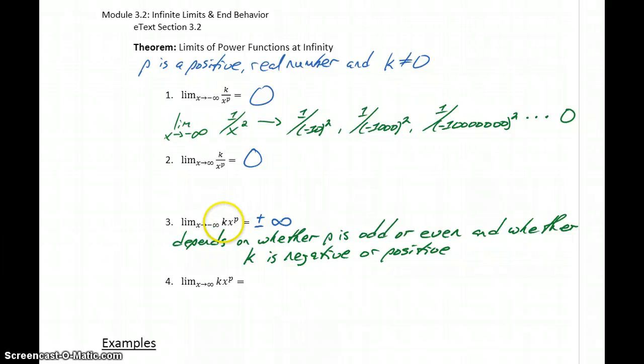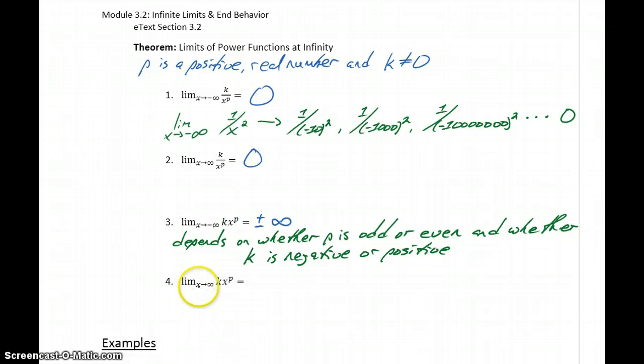And then whether k is positive or negative, we either end up with a positive times a positive, negative times a negative, negative times a positive. We have a few different scenarios that can happen there. So we need to consider what the sign of that constant is and what power we're raising x to, if it's to an even power or an odd power.